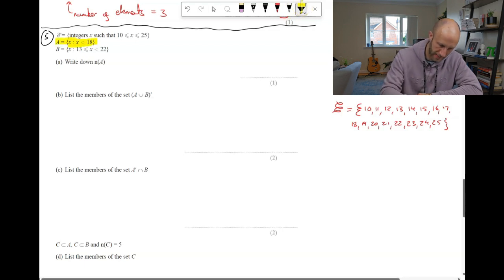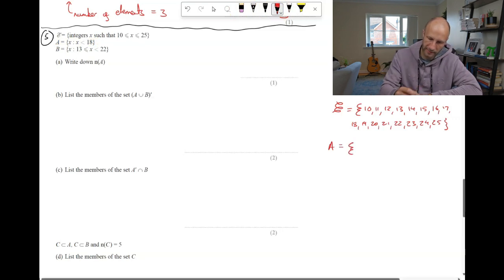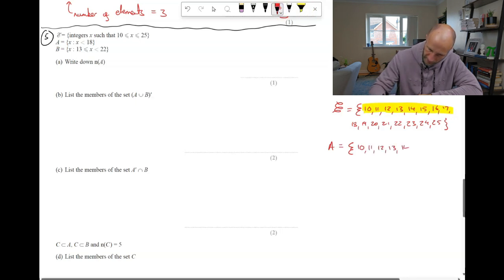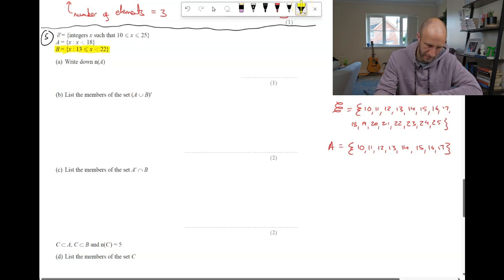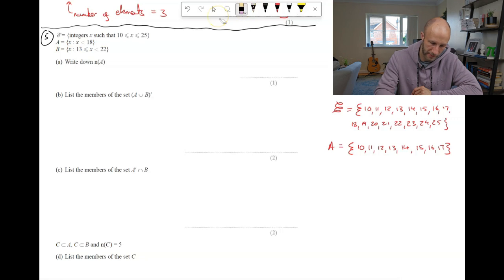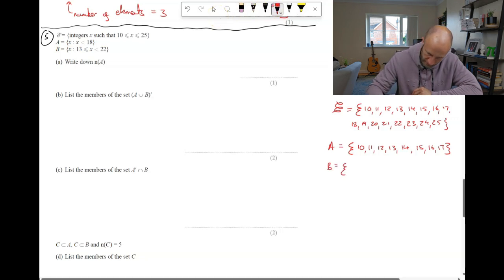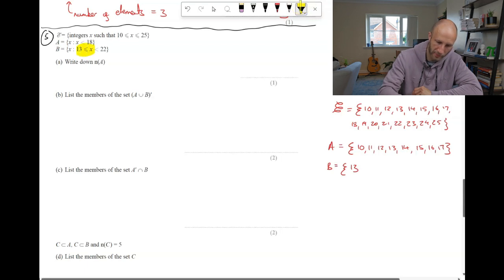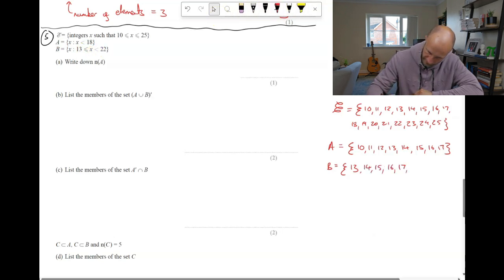Very similar to the last one, A is x such that x is less than 18. So A will have all these numbers in here that are less than 18. Just so happens that I've managed to split that, didn't even mean to do that. A will be these numbers because they've got to be part of the universal set, and x must be less than 18. Then we're also told that B is x such that x lies between 13 inclusive and 22 strictly. So B must be equal to, I can have 13 because of that little equal to sign in the inequality, so I can have 13 right up to 22, but I can't have 22. So you have 13, 14, 15, 16, 17, 18, 19, 20, and 21.